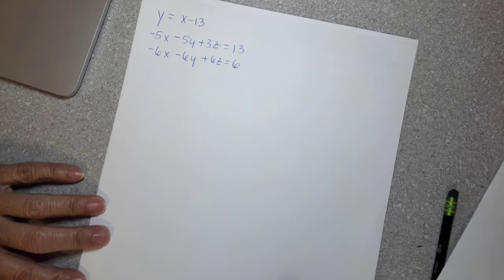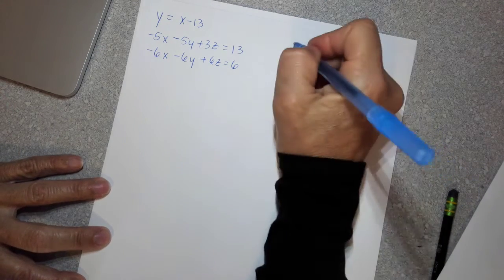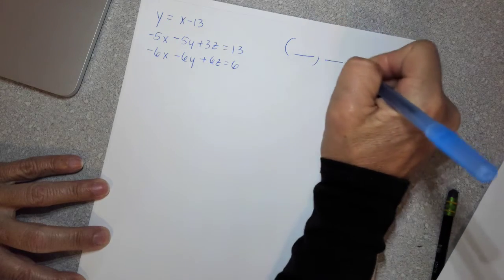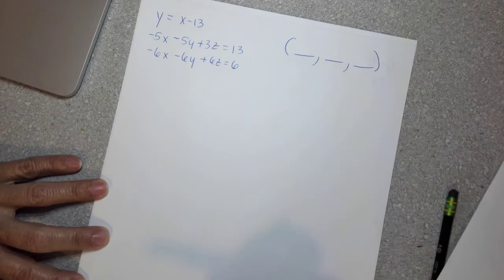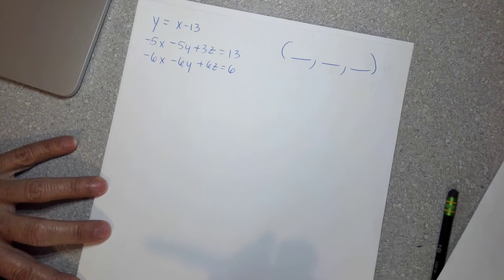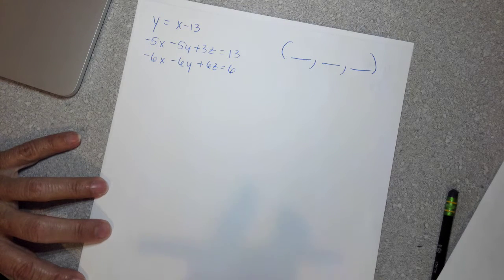Looking farther into IXL, I found some problems where they don't tell you the X, the Y, or the Z, so you don't have a number to begin with. So I wanted to go through one of these so you could see how that might work also.